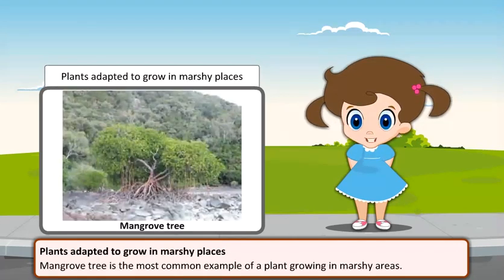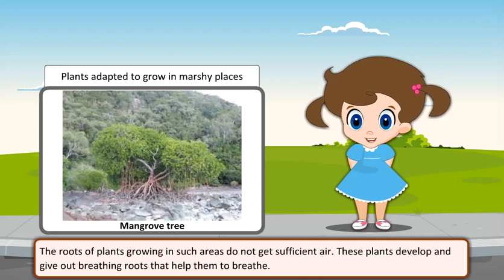Plants adapted to grow in marshy places. Mangrove tree is the most common example of a plant growing in marshy areas. The roots of plants growing in such areas do not get sufficient air. These plants develop and give out breathing roots that help them to breathe.